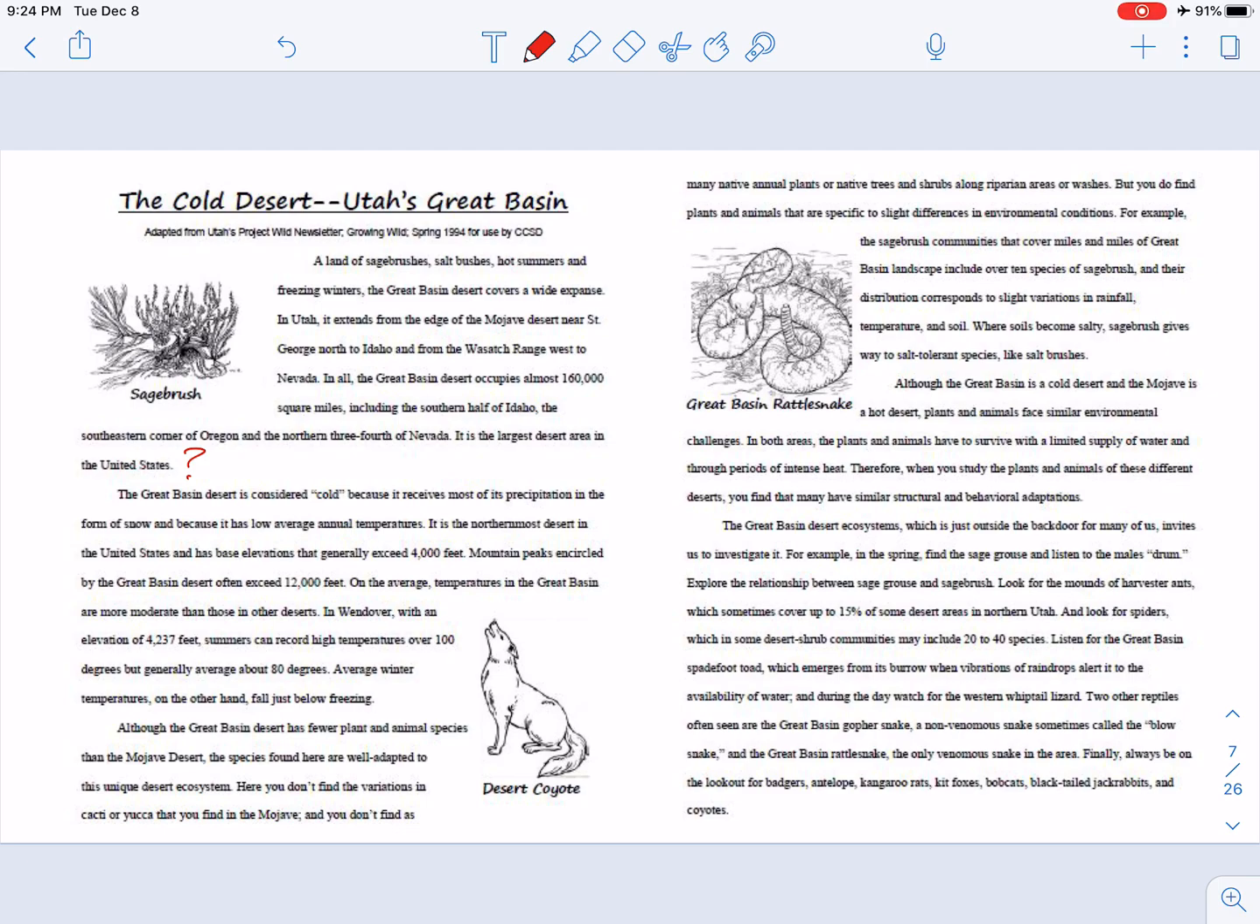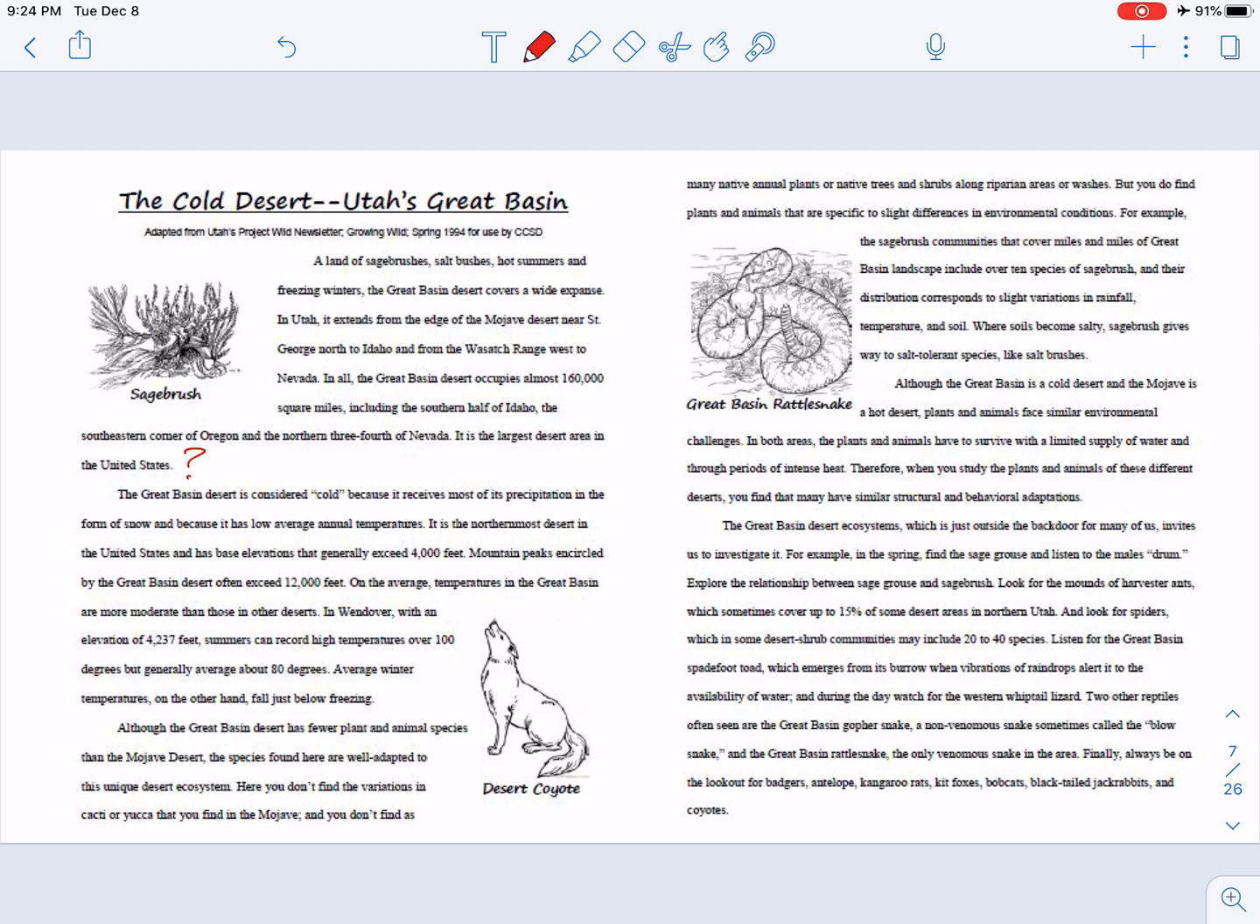On the average, temperatures in the Great Basin are more moderate than those in other deserts. In Wendover, with an elevation of 4,237 feet, summers can record high temperatures over 100 degrees, but generally average about 80 degrees. Average winter temperatures, on the other hand, fall just below freezing.